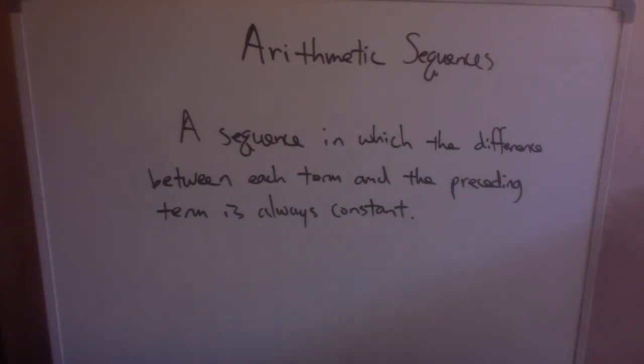Okay, so today we're going to talk about arithmetic sequences. A sequence is a list of numbers in math, but an arithmetic sequence is a sequence in which the difference between each term and the preceding term is always constant. Okay, so let's look at some specific examples.